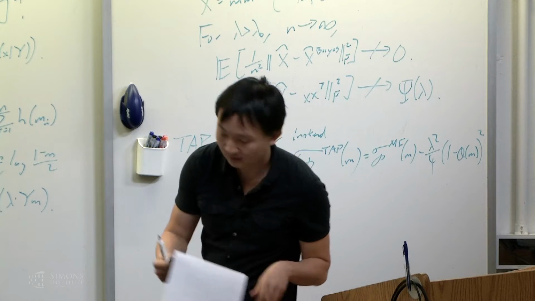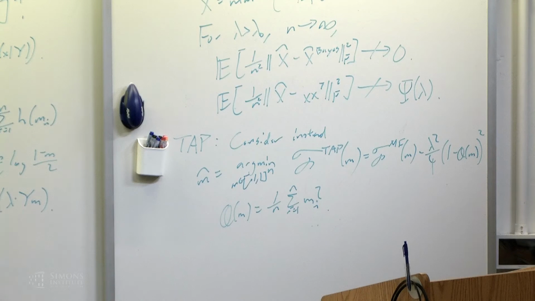Is lambda in the loss function the true lambda? Yeah. The lambda in the loss function is the true lambda. We're going to assume that lambda is known. If you don't know lambda, you can just estimate lambda from the largest eigenvalue. What does TAP stand for? Okay, I was going to write that down.